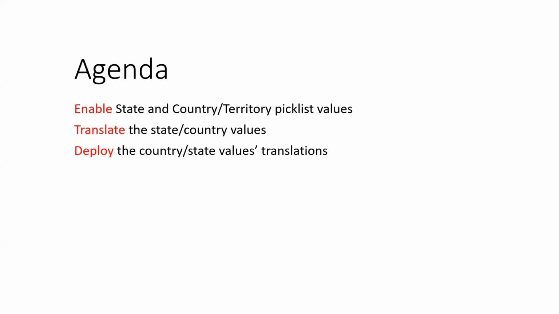Hi everyone. So today's agenda is to see how to enable the state and country pick list values in an org, translate those values, and then find out if we could deploy those values through Visual Studio Code or not. So let's quickly begin.